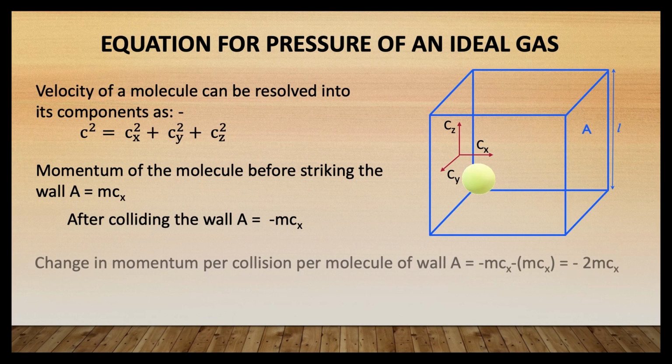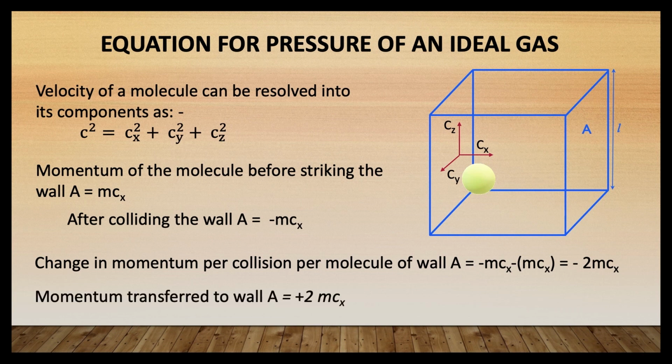Thus, what we get is change in momentum per collision per molecule on wall A is equal to minus mcx minus mcx, which is equal to minus 2mcx, and the momentum transferred to the wall will be positive 2mcx.